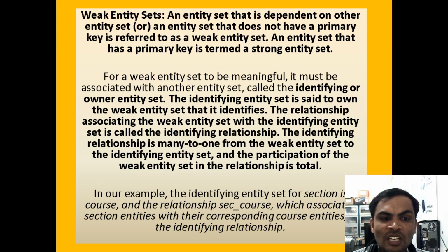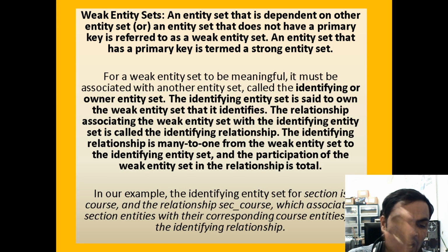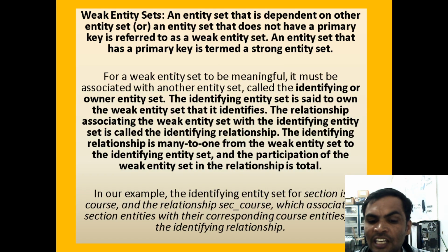The relationship associates the weak entity set with the identifier entity set, and then it is identified with the help of the relationship. Just now we said, when you are defining the weak entity set, if it does not have a primary key, then between the weak entity set and the identifying entity set or owner entity set, the relationship should exist as many to one, not one to many.